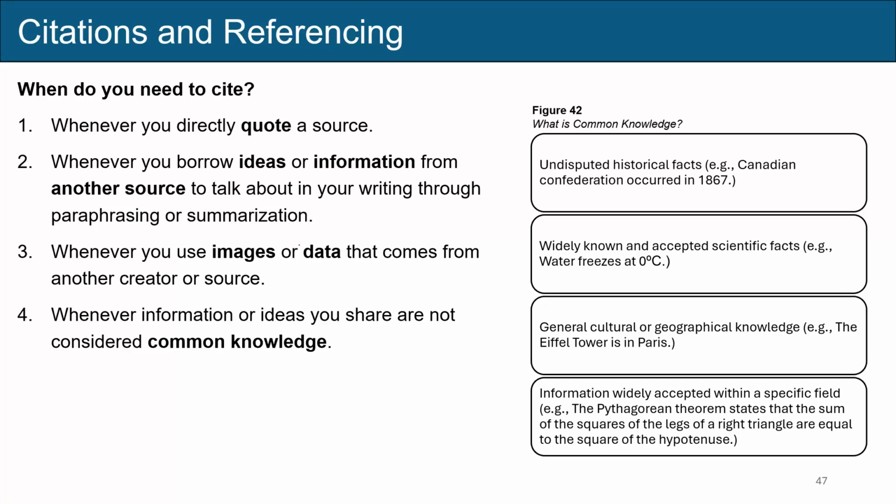Whenever you take images or data that comes from another creator or source, as well as whenever information or ideas you share are not considered common knowledge. So common knowledge means things like undisputed historical facts. So Canada became a confederacy in 1867. Widely known and accepted scientific fact, so that water freezes at 0 degrees Celsius. General cultural or geographical knowledge, the Eiffel Tower is in Paris. Or information that's accepted within a specific field.